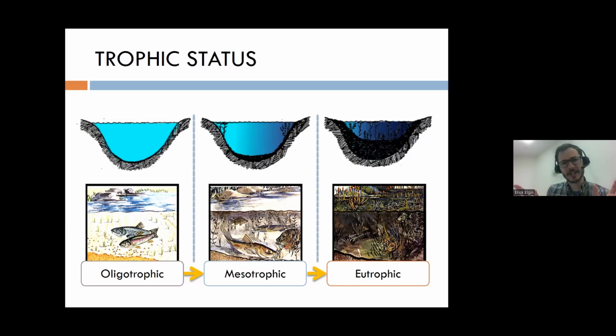Lakes fall naturally in all three of these trophic statuses, so there's not a goal to be one or the other necessarily. It just depends on your geology and a few other things on what your base trophic status is.